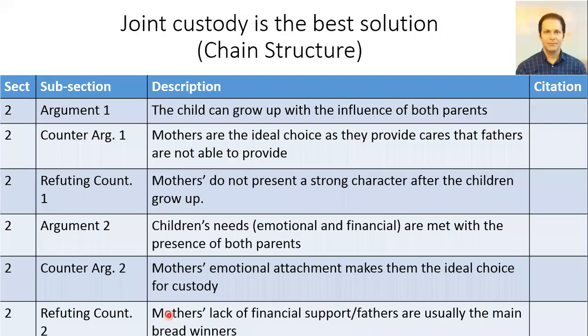Let's have a look at the table. In this paper, as you can see, joint custody is the best solution. This is the topic of the paper, and I am using the chain structure. So for every argument, I need to have a counter argument, and then I will need to refute the counter argument. So argument number 1, the children can grow up with the influence of both parents in case of joint custody. So the counter argument number 1 would be mothers are the ideal choice as they provide cares that fathers are not able to provide.